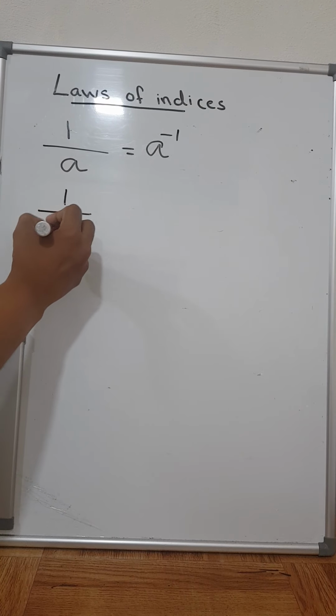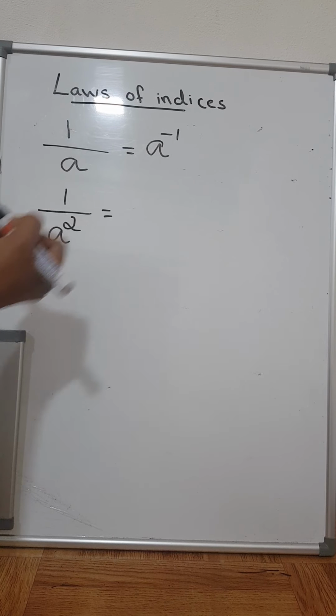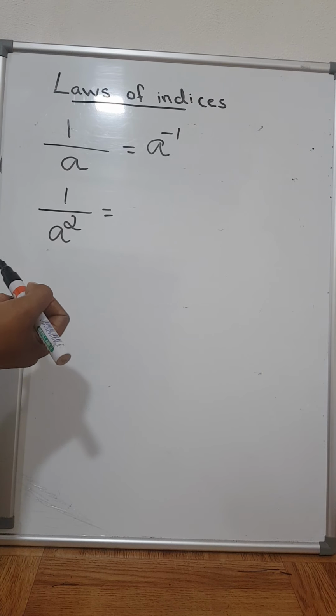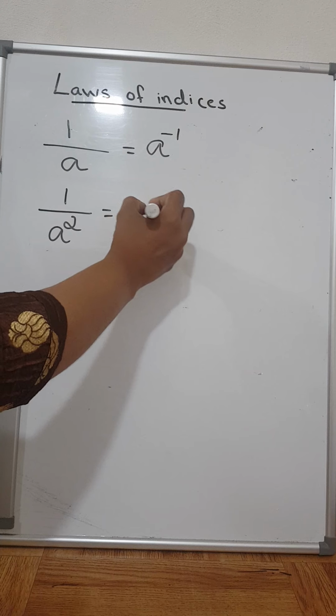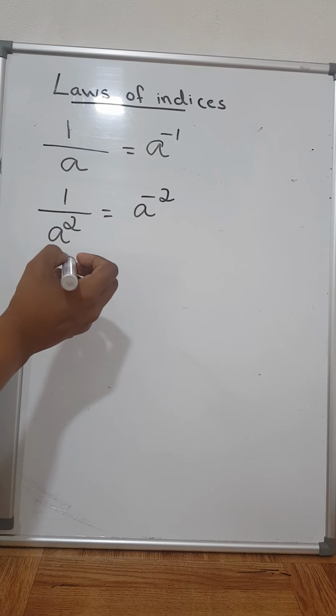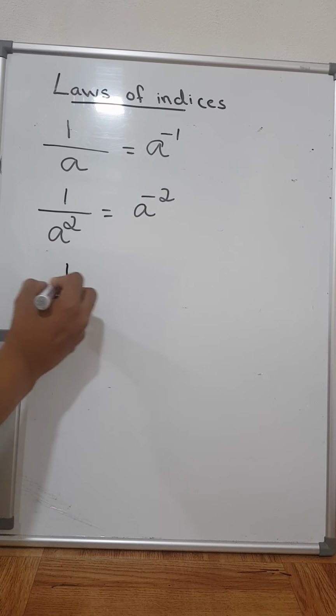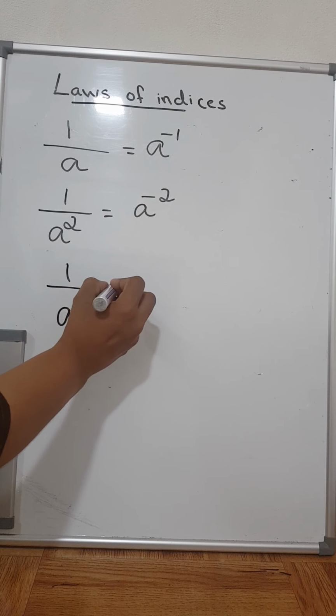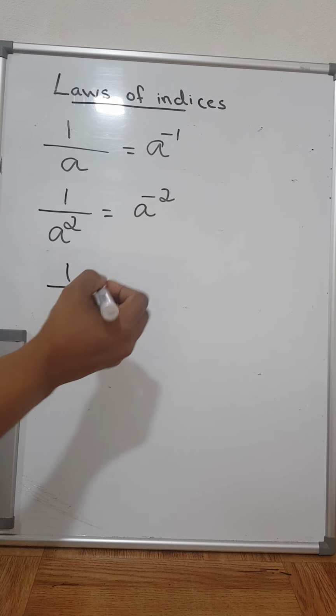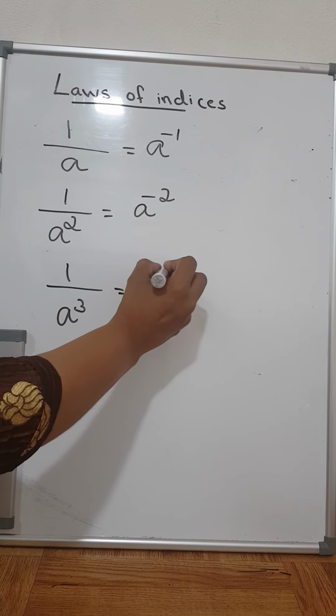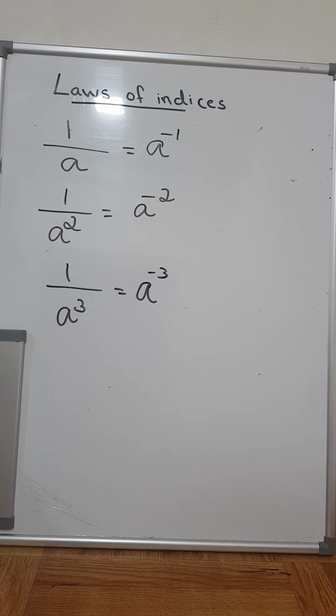1 by a square. When we take a square to the numerator, it becomes a to the power minus 2. 1 by a cube. When we take a cube to the numerator, it becomes a to the power minus 3.